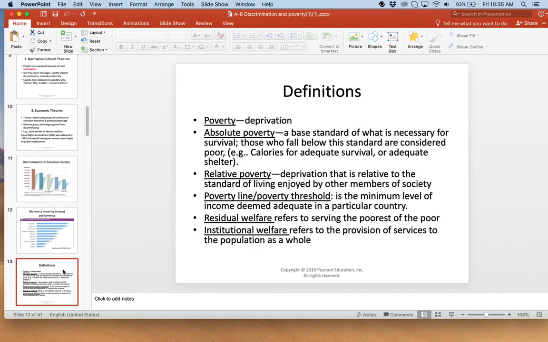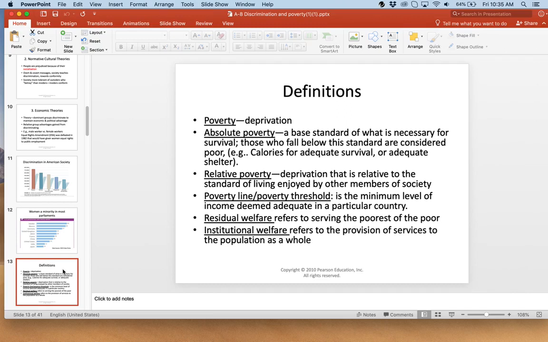So when we are talking about poverty, what are we really talking about? Poverty is deprivation, meaning that there's a lack of something. We can group poverty into various segments. For example, we have absolute poverty. What does that mean? You need to understand this. Absolute poverty is a lack of the basic standard of what is necessary to survive. Those who fall below this standard are considered poor.